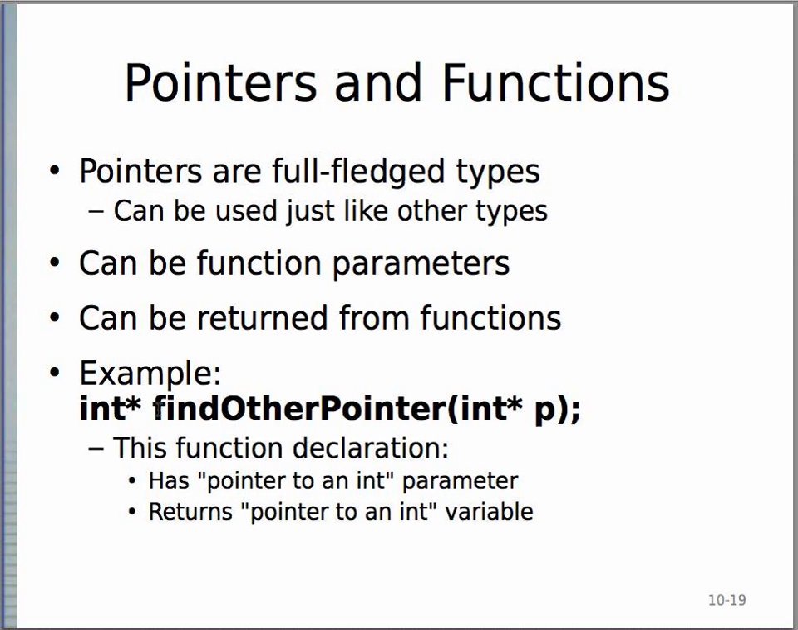So this function find other pointer can take as an argument a pointer and return a pointer. Okay, so this function declaration has a pointer to an int parameter, it's p, and returns a pointer to an int variable.